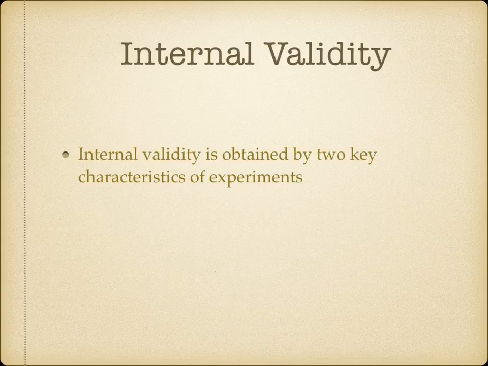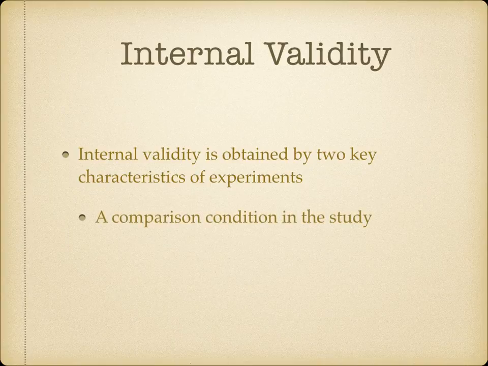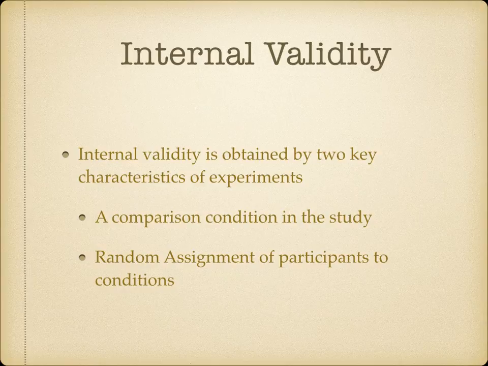So, to remind us of two key characteristics about experiments and how we get internal validity. One is that we have to have a comparison condition in the study. And the other one is we have random assignment of participants to the conditions. These two things have been the focus of what we've been doing. We talked a little bit about comparison conditions in Chapter 10. Random assignment was a large focus of Chapter 10.